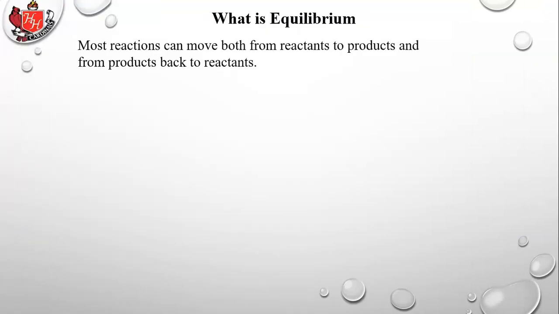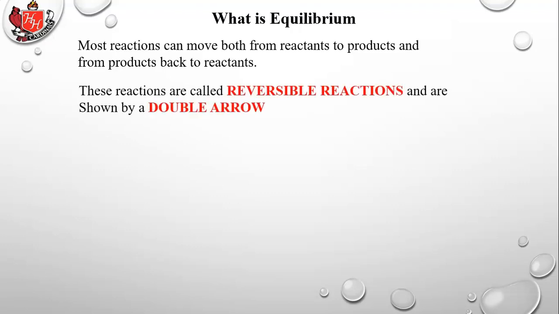Most reactions can move both from reactants to products and from products back to reactants. Again, most reactions can do this. These reactions are called reversible reactions and are shown by a double arrow. So in this case, you have a reversible reaction that takes the reactants A and B and turns them into C, but it also means that C can go back to A and B.